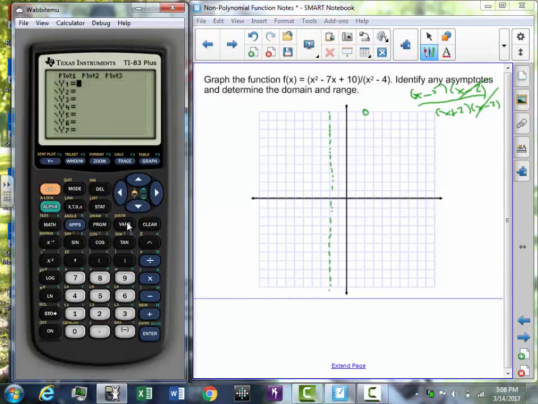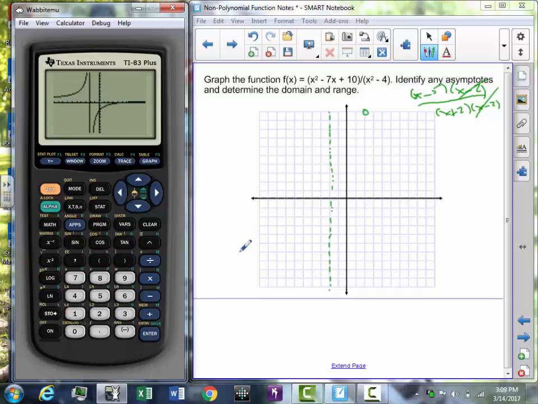So let's try graphing. Let's go bracket x squared minus 7x plus 10, and then we'll divide by another bracket, x squared minus 4. Graph.